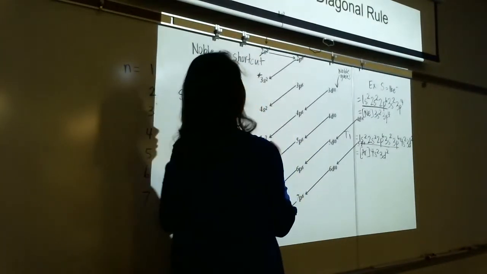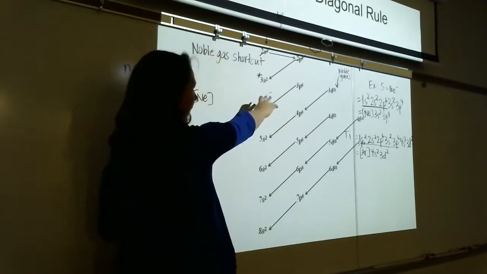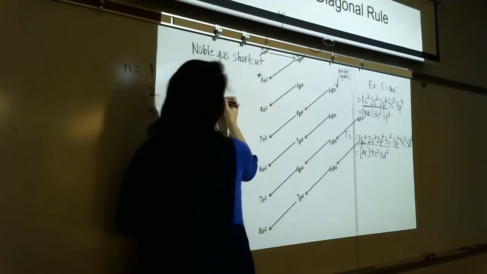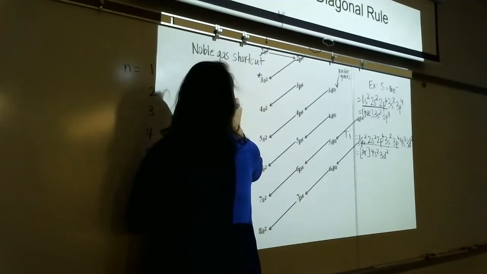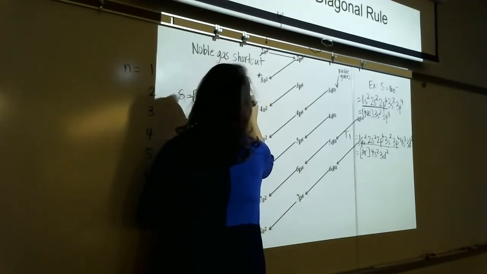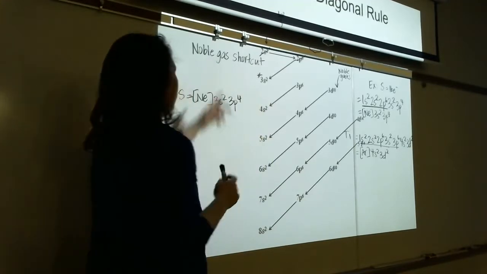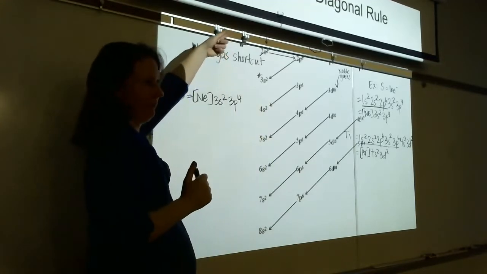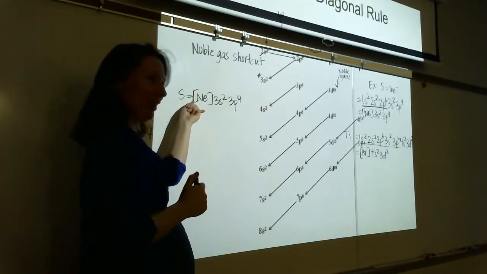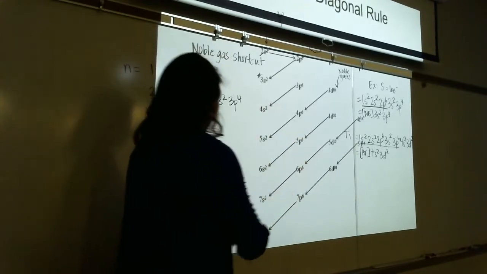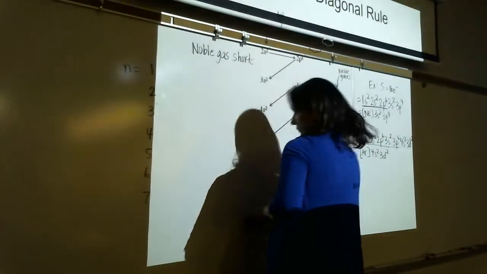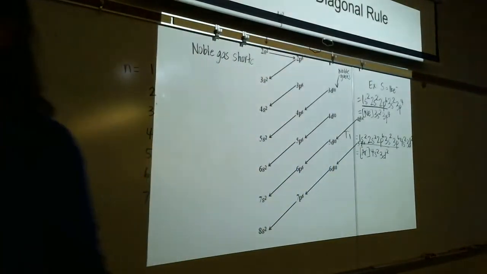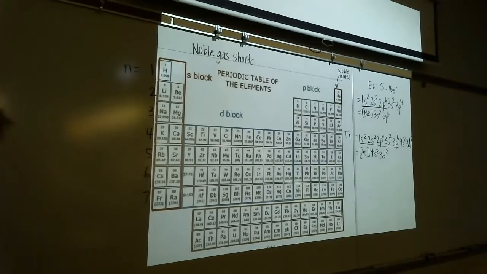So if you're using the noble gas shortcut with the diagonal rule, figure out where yours ends off so that you know where to start. Otherwise you'd be starting at the beginning. That's hydrogen. That's defeating the point of the shortcut, right? Because you're still going to end up doing what you are trying to avoid. So just keep that in mind. Personally, I prefer the periodic table. That's just me. You pick the one that works for you.